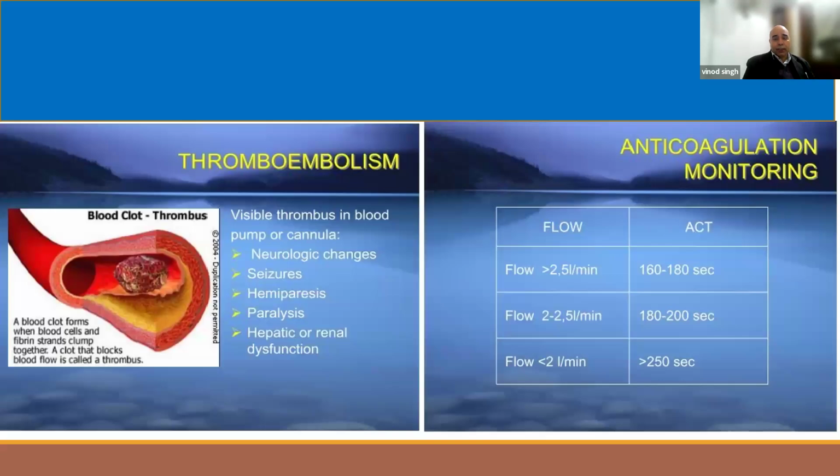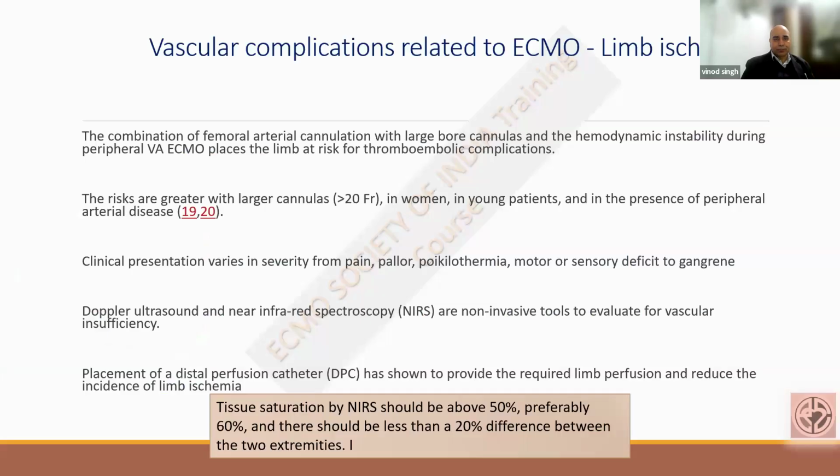Now, look at some of the important things, particularly in VA ECMO. If you are trying to decrease the flow, you should increase the ACT in the reciprocal manner. If the flow is more than 2.5 liters, there is less chance of coagulation, and 160 to 180% ACT is okay. But if the flow has gone to less than 2 liters, like when you are giving a weaning trial or weaning the ECMO, VA ECMO particularly, then a high ACT has to be maintained to prevent bleeding and to prevent the complications of thrombosis in such patients.